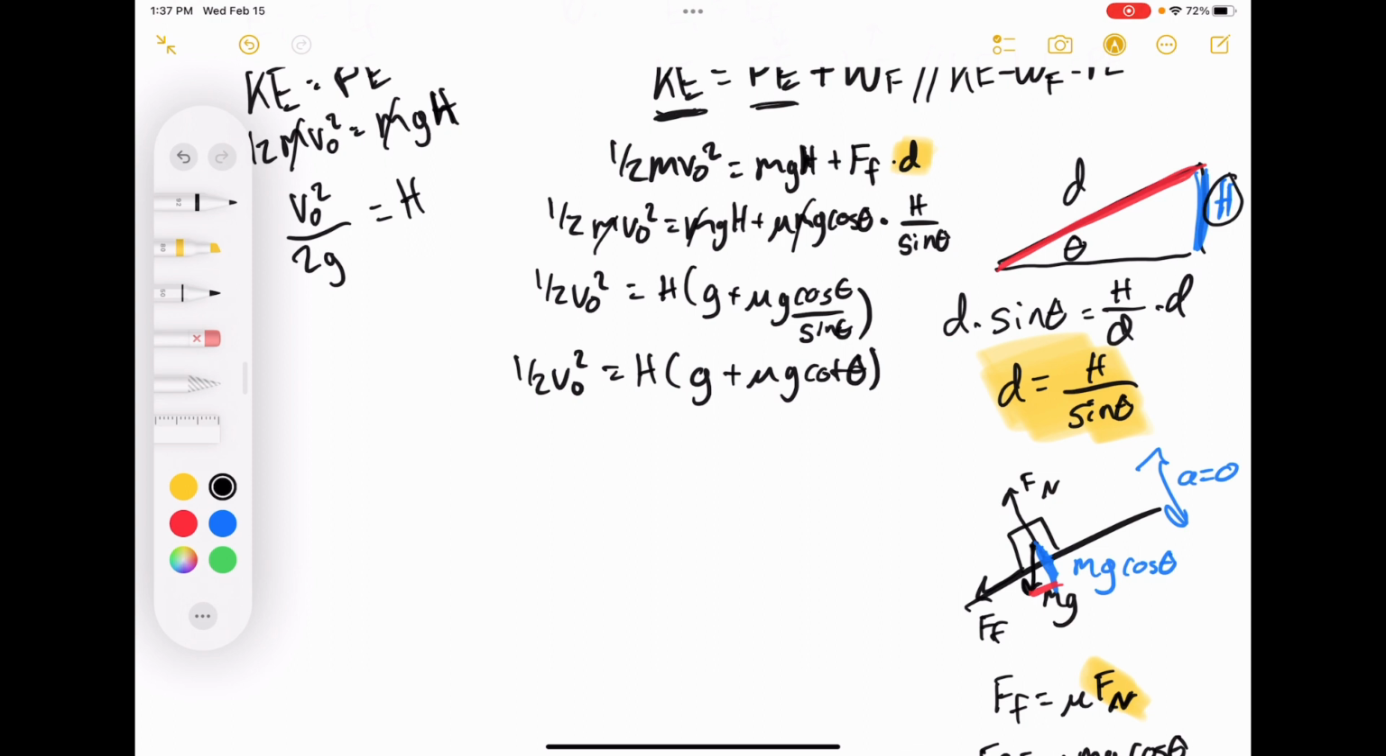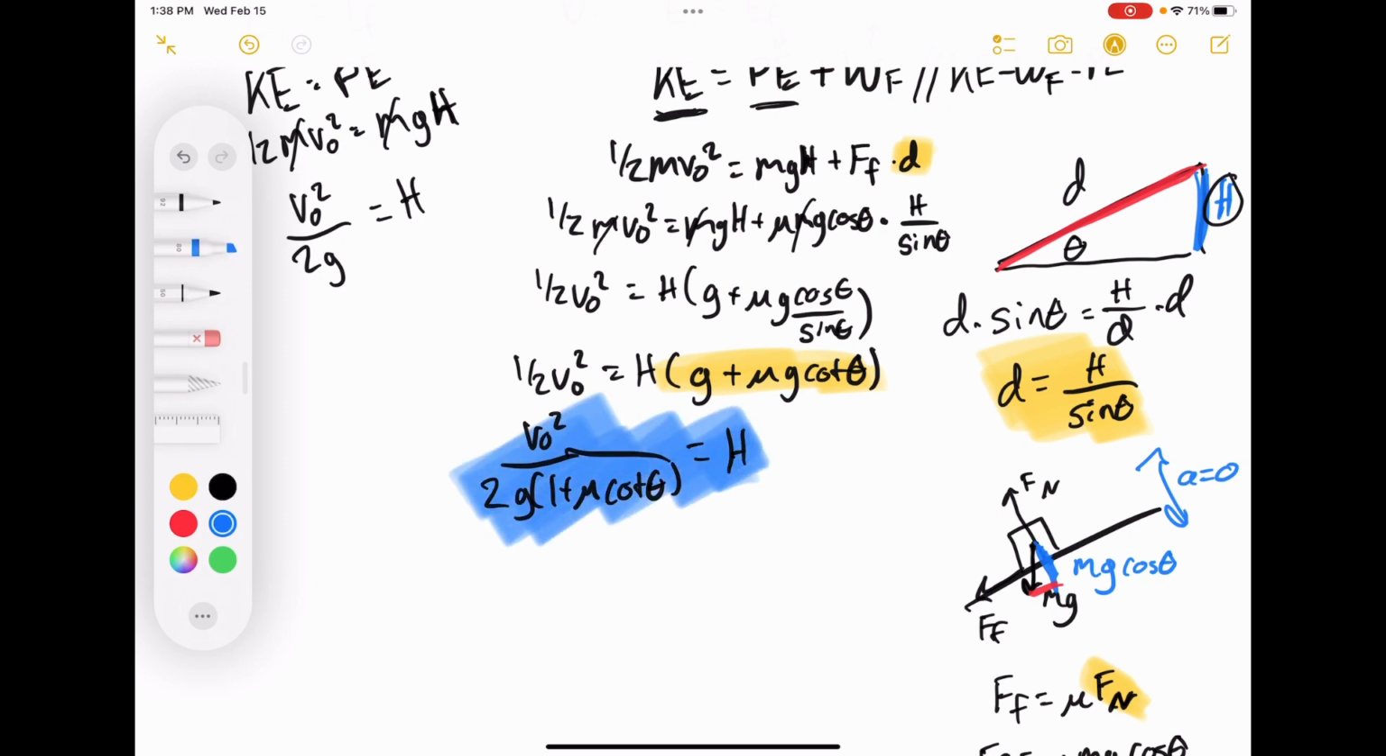Then we solve for h, so I just need to divide by this right here. And so then I'll have v naught squared divided by 2, and then I'm also going to factor out this g. So I have 2g times 1 plus cotangent theta. And I actually forgot my mu there, so I have 1 plus mu cotangent theta. And that equals H. And so that would be my final answer for part B.